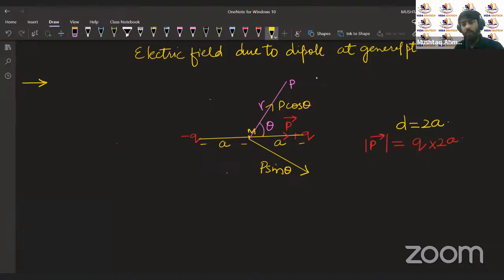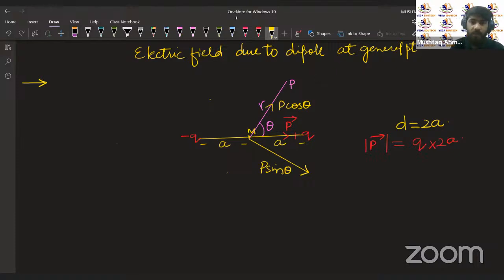So P cos theta is the component along the line joining P, and P sin theta is the component which is perpendicular to the line joining the point P, right? So we can treat these dipoles P cos theta and P sin theta independently. P cos theta is one dipole which is directed along the line joining the point P, and P sin theta is another dipole which is directed perpendicular to it, right?